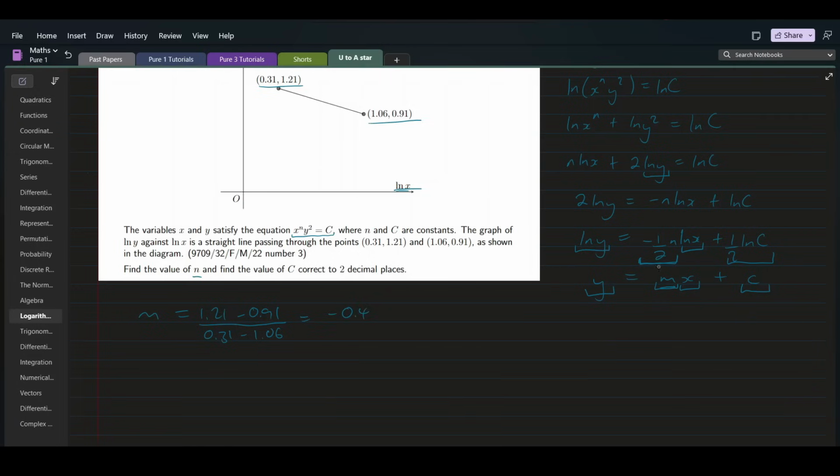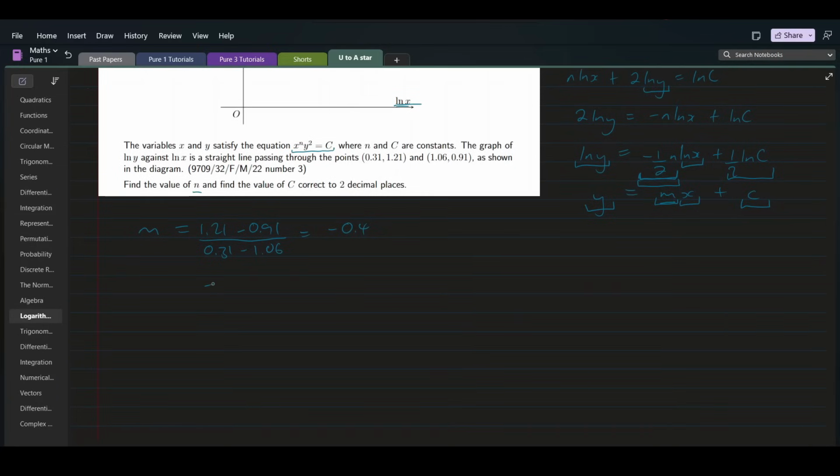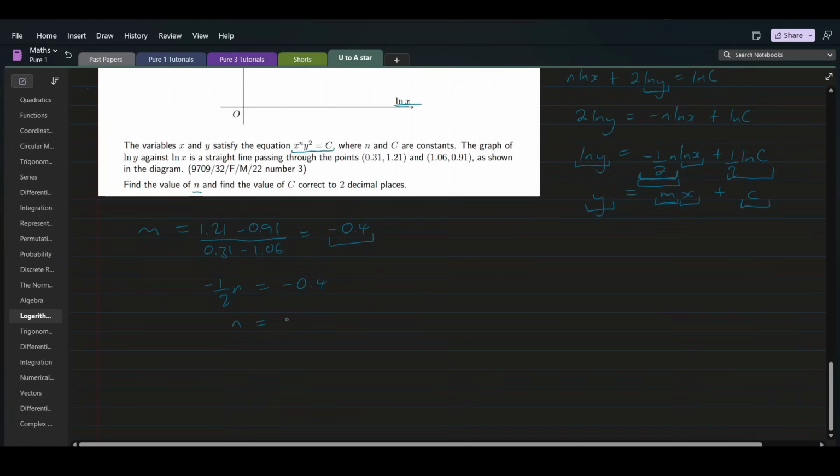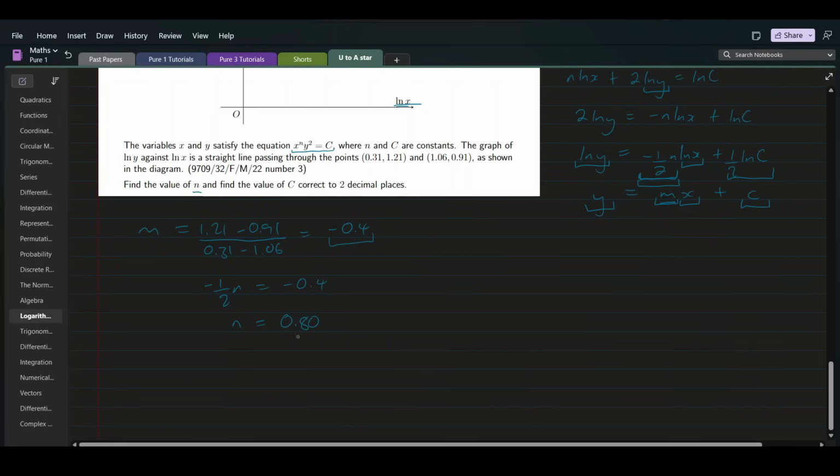And we said m is equal to negative half n. Okay, so we can say that negative half n is equal to negative 0.4. So multiply both sides by negative 2, you get n is equal to negative 0.4 times negative 2. That gives us 0.80. So that's n, and now we have to evaluate c.